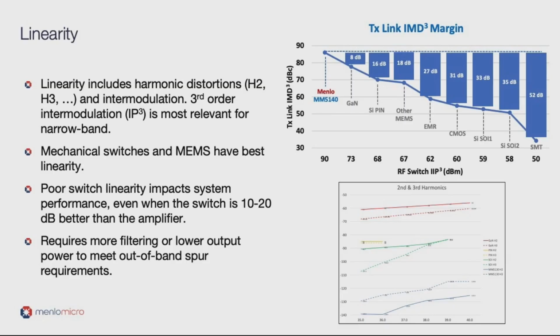Poor switch linearity can impact the total system performance, even if the switch IP3, for example, is 10 to 20 dB better than the amplifier or the other components in the transmit link. You can see on the graph on the top right a comparison of different switch technology, typical IP3, as well as the overall effect on the transmit link IMD3, which is a measure of the intermod performance of the whole system.